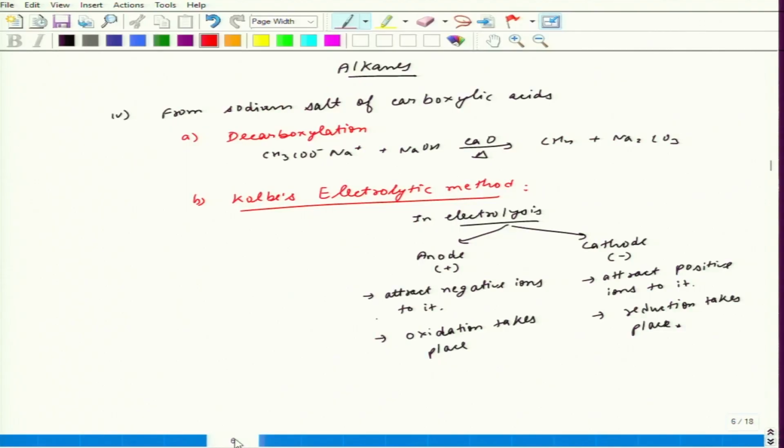Electrolysis consists of two parts. There are two main electrodes in the electrolysis, one is the anode, another is the cathode. Anode is positively charged. You can also see in this figure, the anode is positively charged, the cathode is negatively charged. The anode, being positively charged, will attract negative ions, that is anions, and oxidation will take place. The cathode is negatively charged, will attract the cations towards it, and reduction takes place on it.